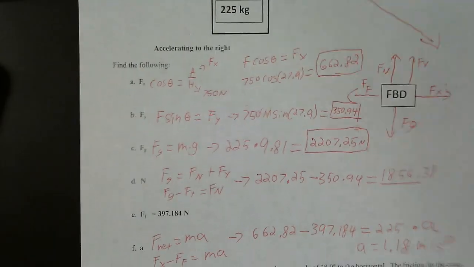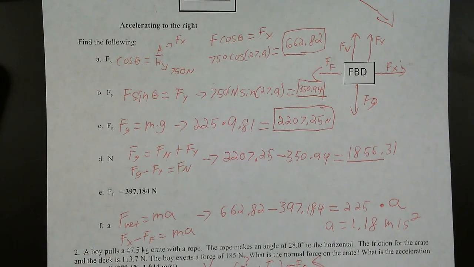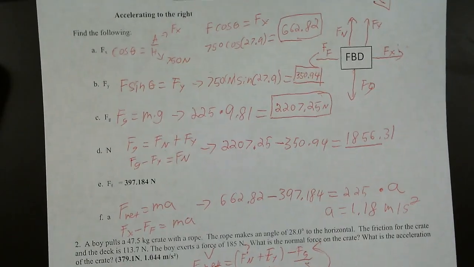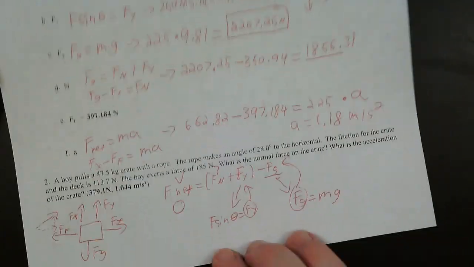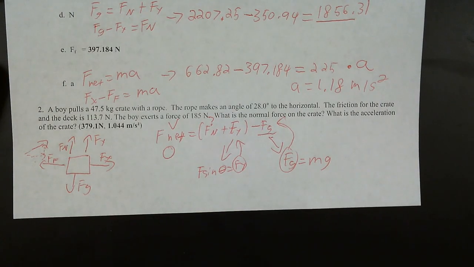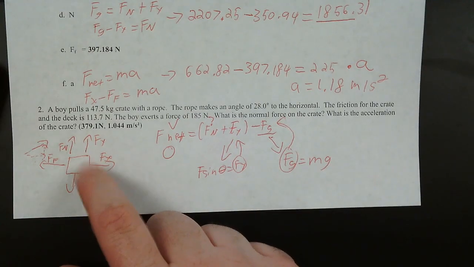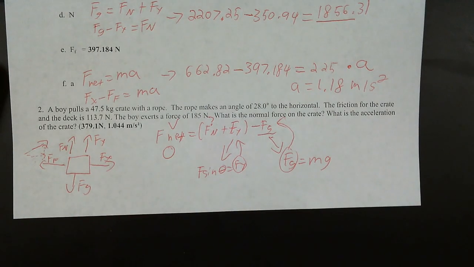Well, can I just brute force it and find everything like this? Technically, yeah, you could, but this is going to be more work and possibly more confusing than learning the process of, okay, what am I looking for? I'm looking for the normal force. The normal force would come from my free body diagram. The normal force is in the vertical, so I'm going to look in the vertical.